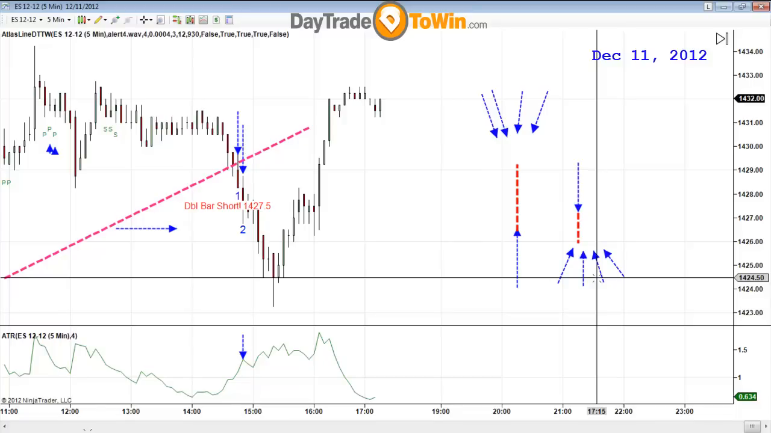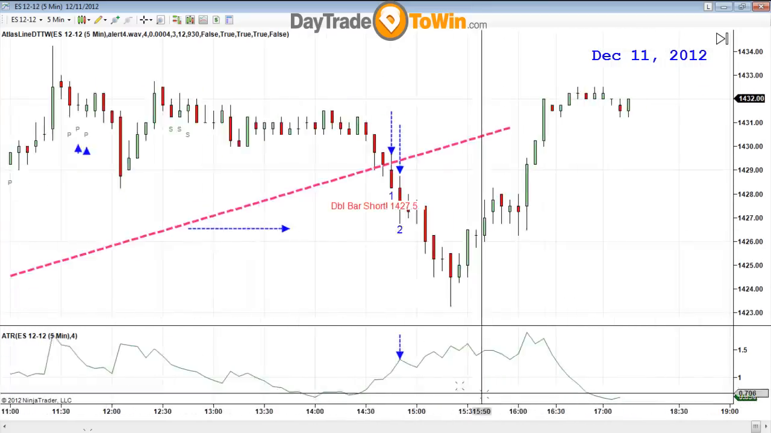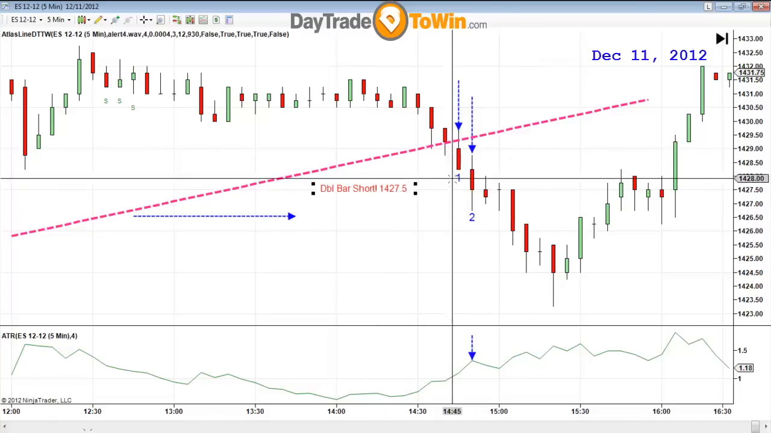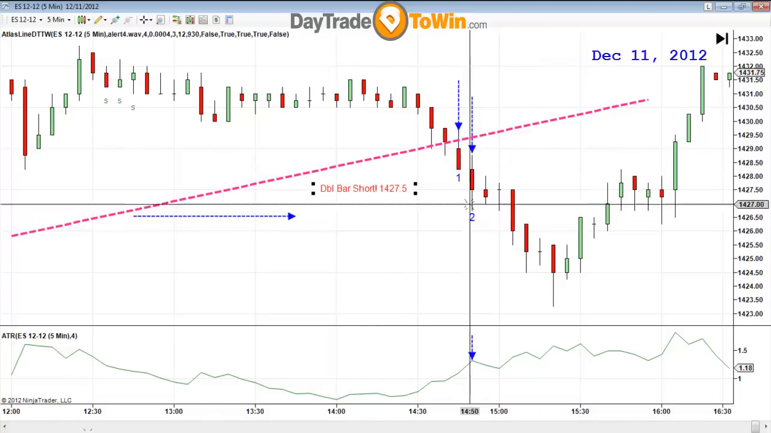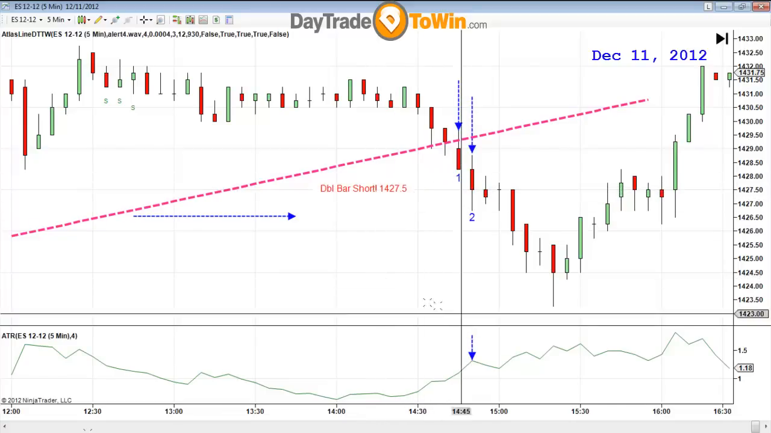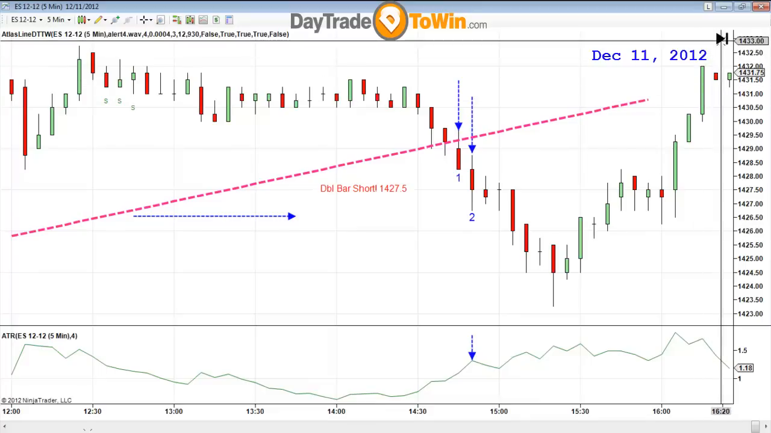Josh says here, are you going short after the second down bar below the Alice line? Right, so the entry, Josh, is the second consecutive closing price above or below, to answer your question. So we have one closing price, we have two closing prices, and the closing is the entry, 1427.50.